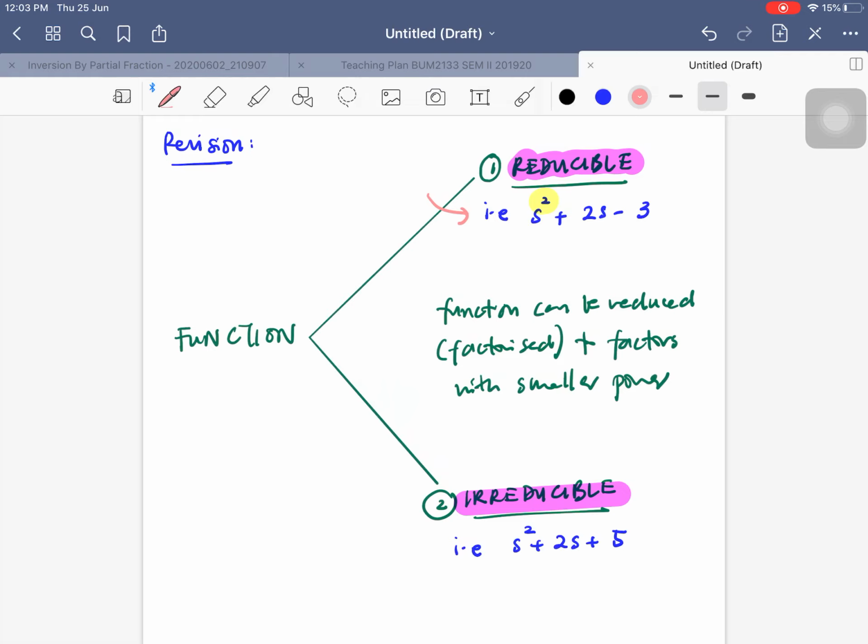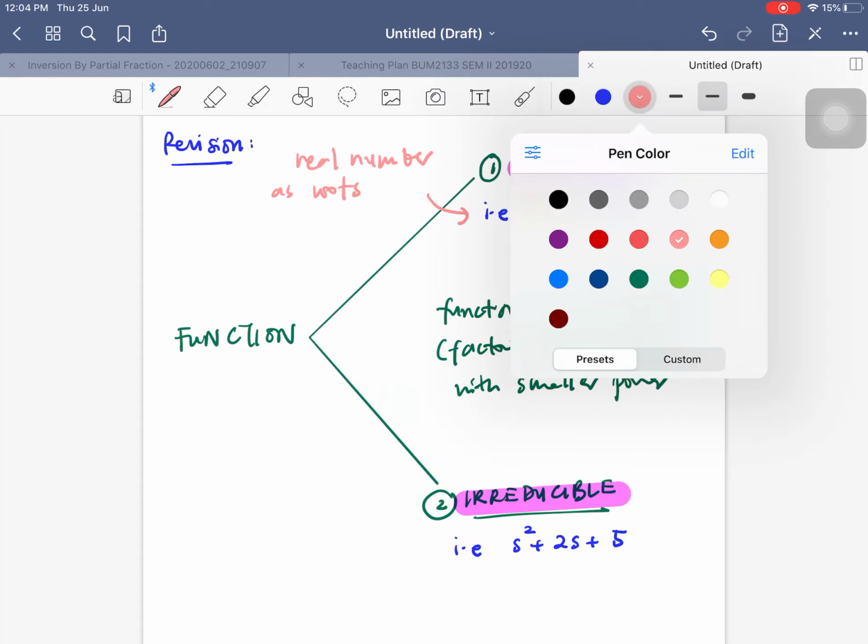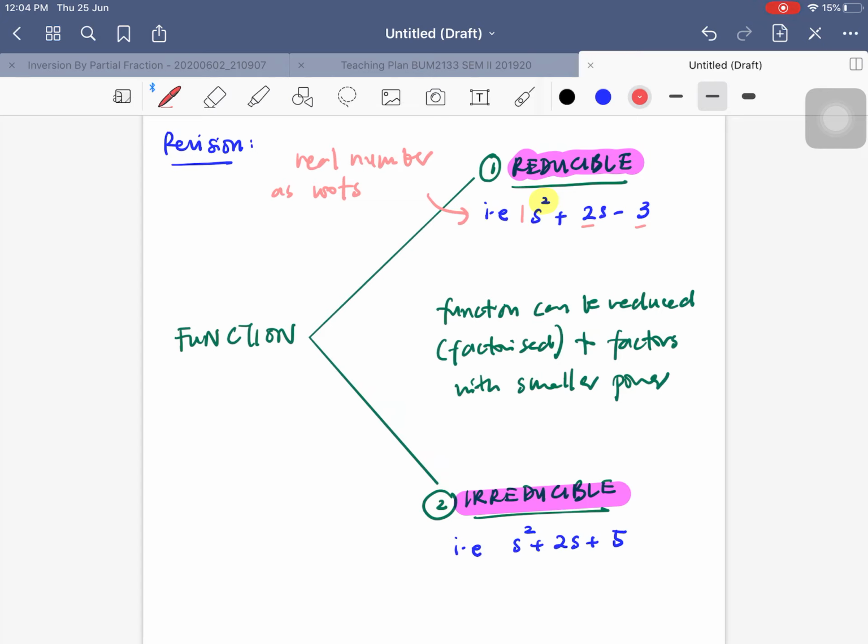Remember what we did for undetermined coefficients when we found the homogeneous solution? That will be the same idea. So you're going to plug in, for this case, a equal 1, b equal 2, c equal negative 3, and then you find the roots. And if it's reducible, if it can be reduced, you will get real numbers as the roots. So you will get a value of 1, a value of 2, a value of 3, and so on. For example, in this case you will get two values. The first value is going to equal negative 3, and the second value is going to equal 1.